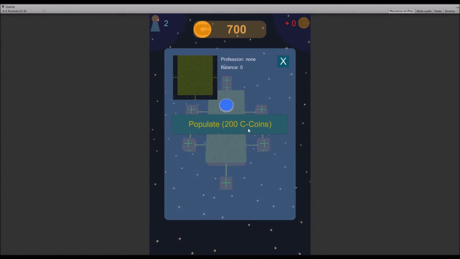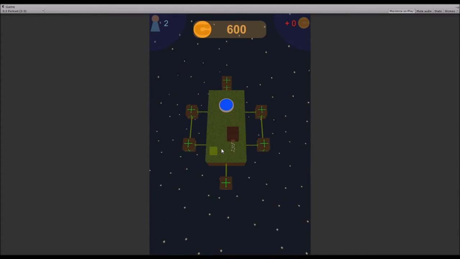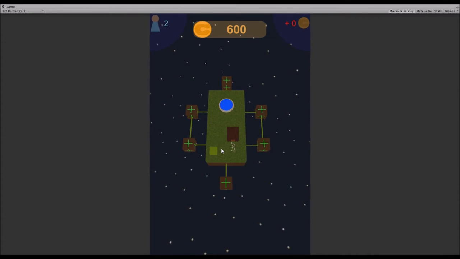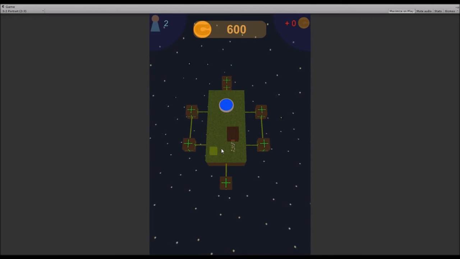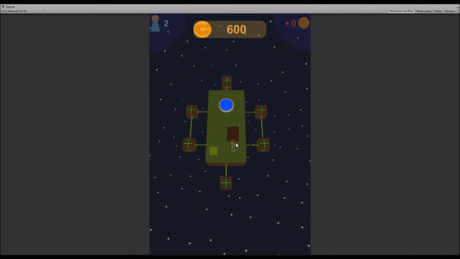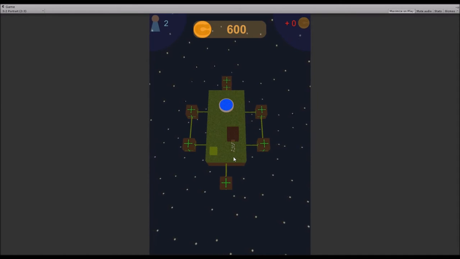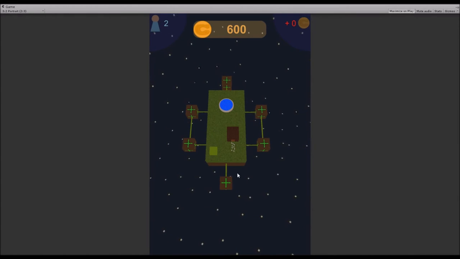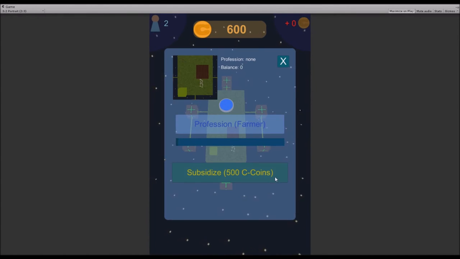We can now start populating it with a man, a woman, not gonna be specific about that, a citizen is what I would call it. So we have a citizen living right here in a little shelter with a stone path and a tree, and for 500 coins we can subsidize it. If you don't know what subsidizing means, it's when the government pays a person to make their own business.